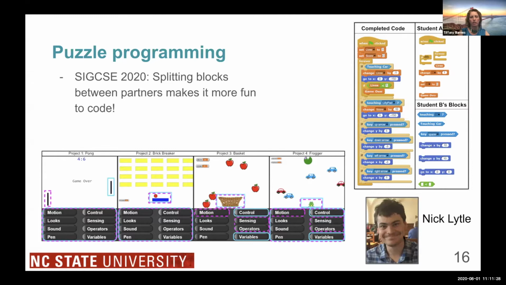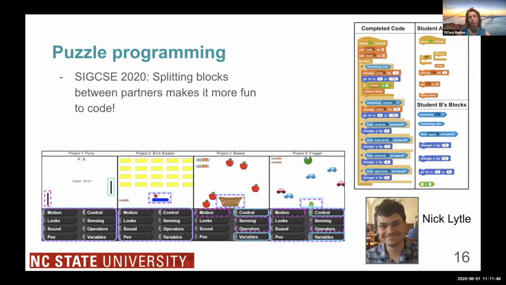You can see on this, the control and variables tabs were split between the two students for these two tasks. And we were able to show that 60% of students, after trying this puzzle programming mode, preferred it when they were doing another project where they got to choose. And we think this is a really cool way to actually promote collaboration.